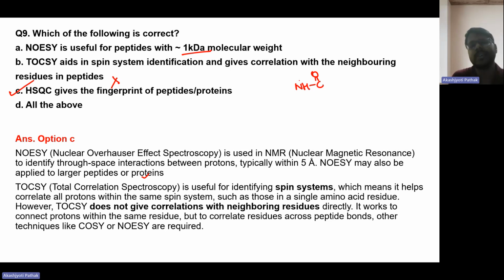It can only give you the peaks for those protons which are in the same amino acid. For a particular amino acid, you will have alpha proton, beta proton, gamma proton. Only for those protons we will get a peak, but we will not get any peak for the adjacent residue in a peptide, because there is this carbonyl group, this NHCO peptide bond. The magnetization transfer does not take place if there is a CO. That was what I was discussing when giving an example of a ketone group.